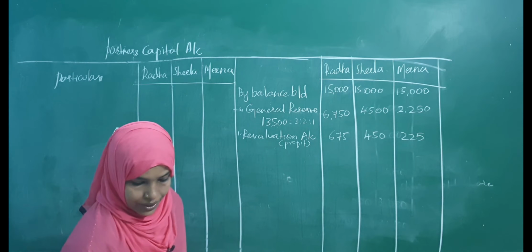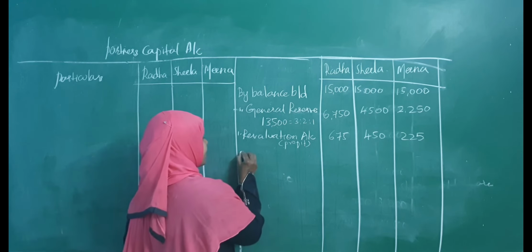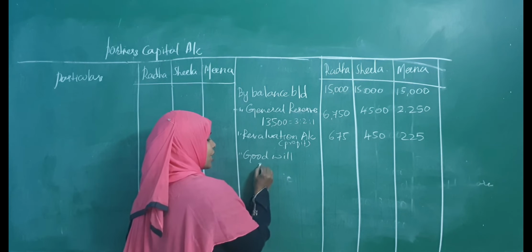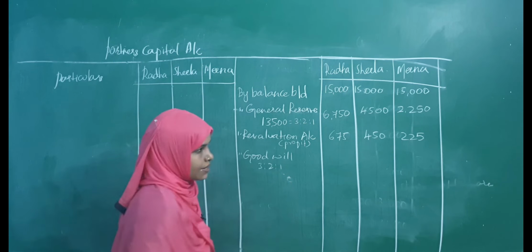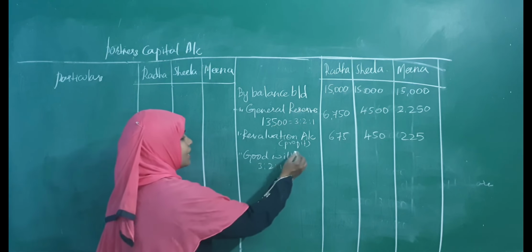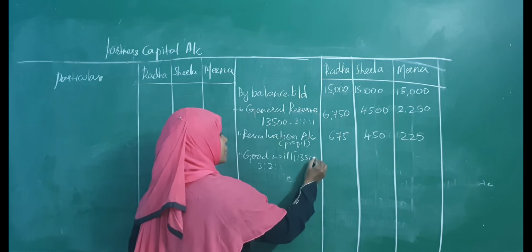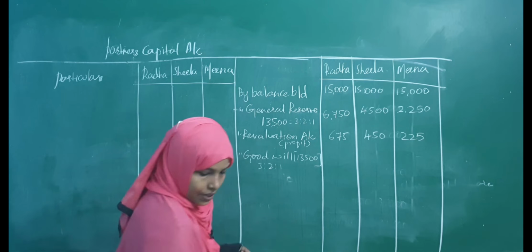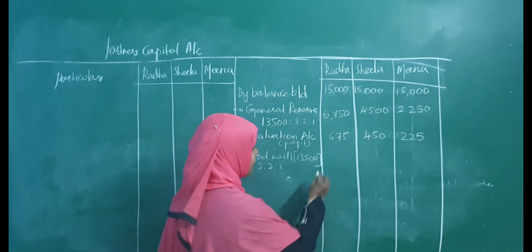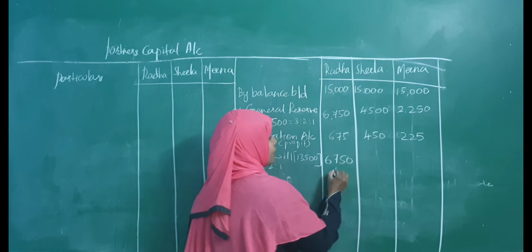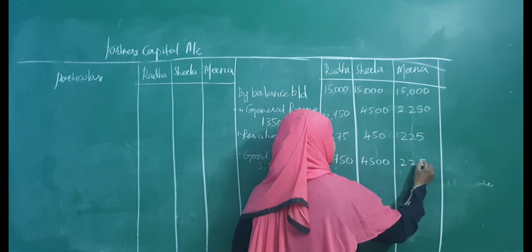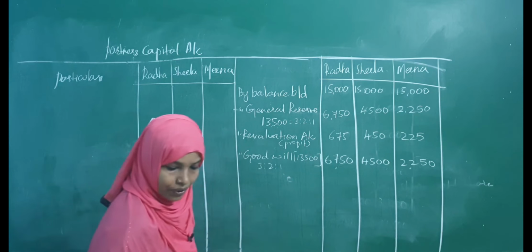Then we will go for goodwill. See, goodwill when it is written off, share it to all the three partners, that is to Radha, Sheila and Meena in the old ratio. Goodwill is 13,500. You distribute in the ratio of 3:2:1. How much it comes when you distribute? 6,750, 4,500, 2,250. Fine. This is goodwill.